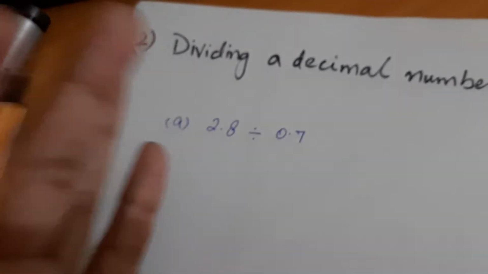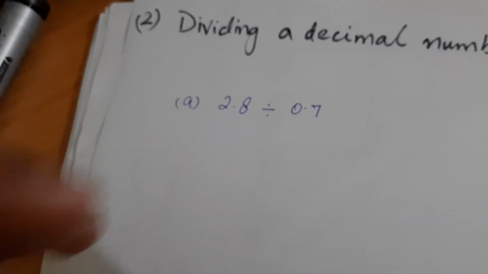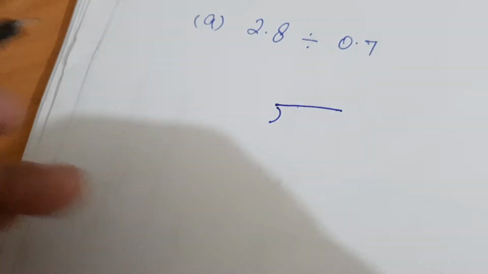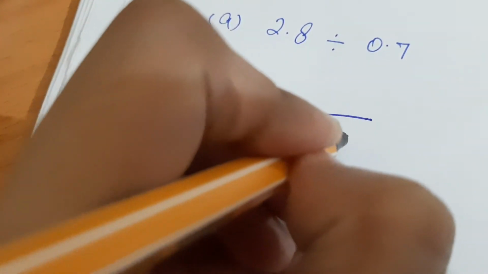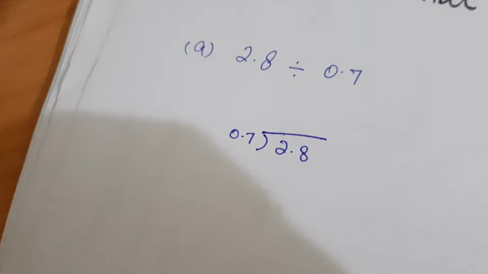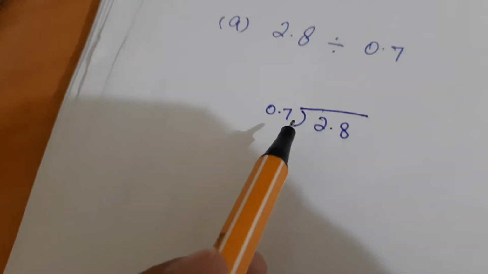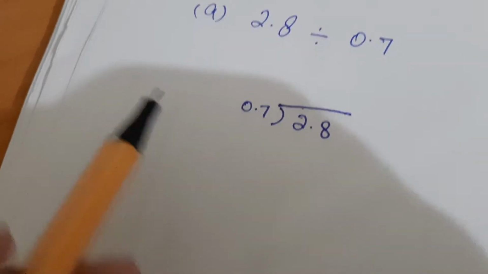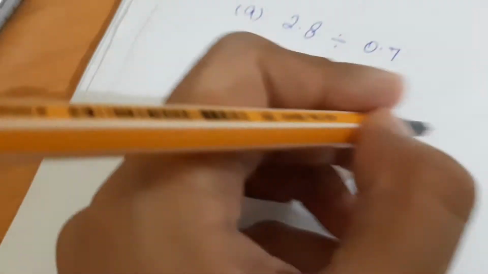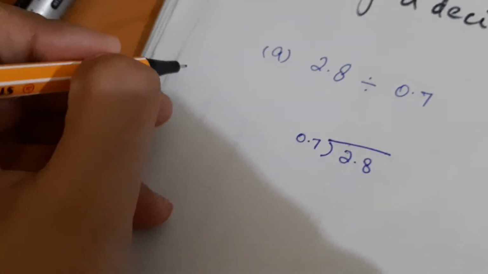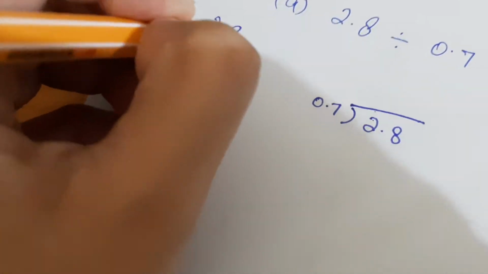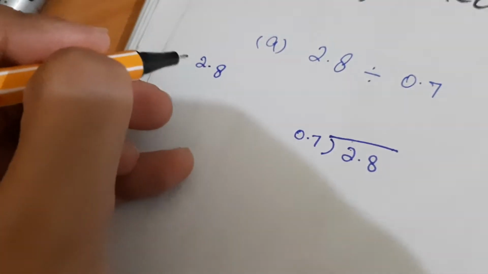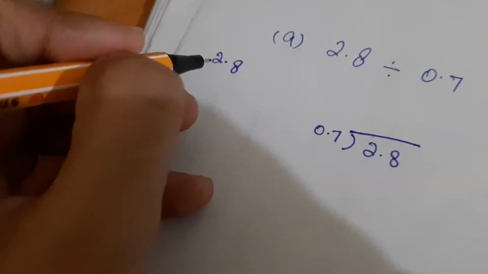Now in the division of a decimal number by another decimal number, how we divide it is that we make the dividend and the divisor whole numbers. How do we do that? So let me just do it on the side. So how will I make this 2.8 a whole number? We're just doing this for the solution, that's it.